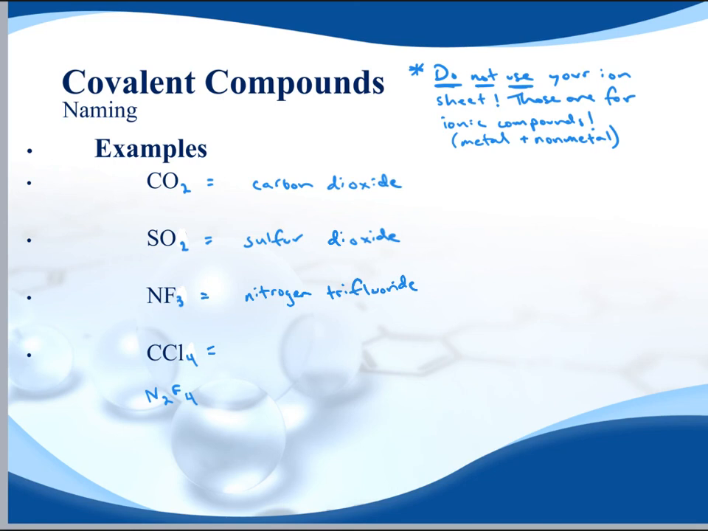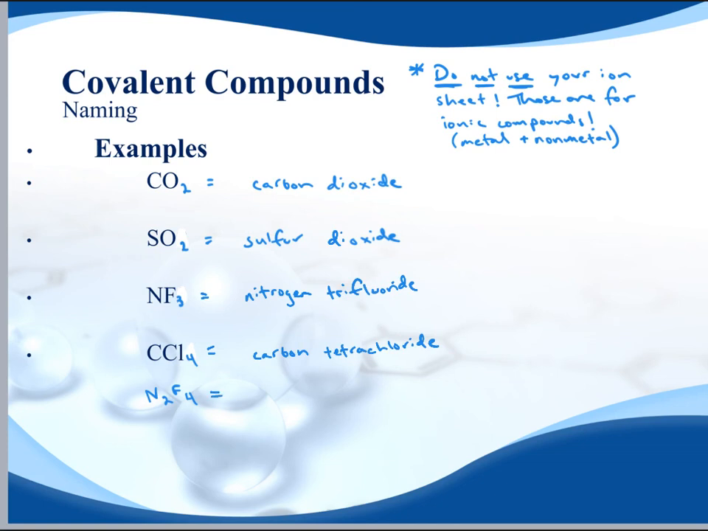CCl4, first element is carbon. Second element is chlorine. We change the suffix to "ide", so chloride. I only have 1 carbon. I don't write monocarbon as the first part there. But Cl has 4, so this is going to be tetrachloride, carbon tetrachloride.